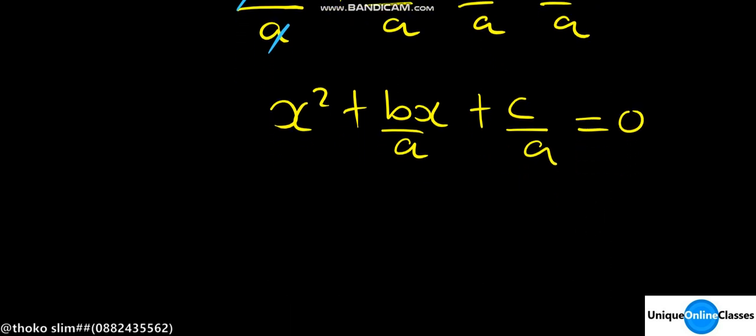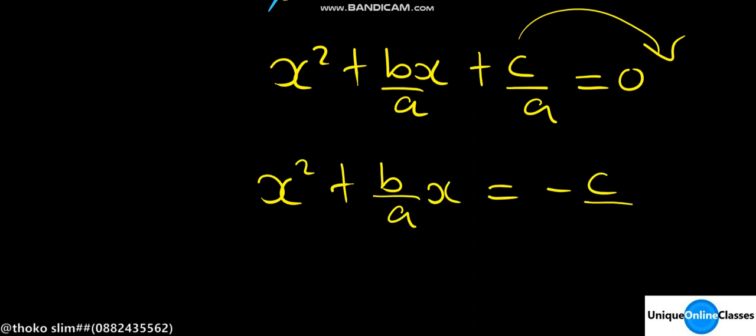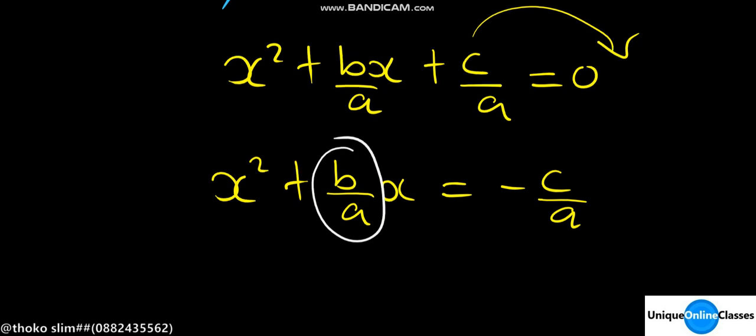And the second step, we're going to move this one to the right hand side. There is x squared plus b over a x is equal to minus c over a. And the next step, we're going to add the half square of the coefficient of the middle term, which is b over a, in both sides of the equation. Then we need to find half of b over a.